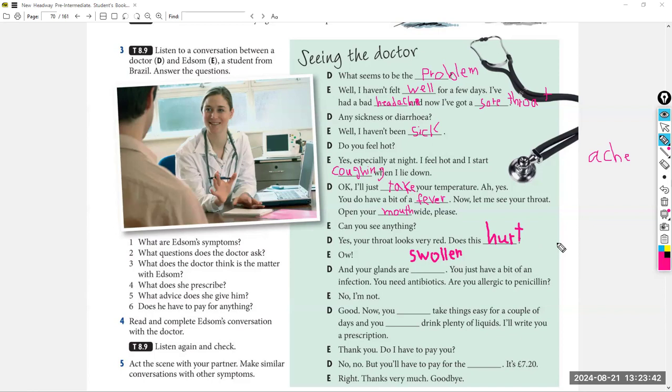You need antibiotics. Are you allergic to penicillin? no, I'm not. Good. Now, you should take things easy.